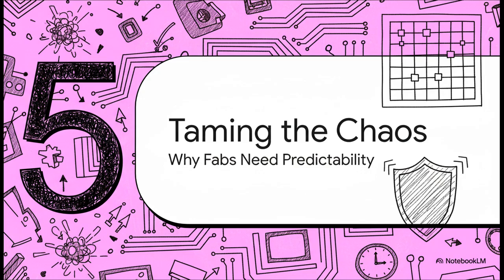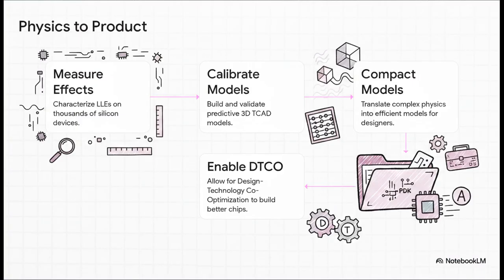So what's the big picture? Why does this matter to the companies that are actually building these chips? It's simple. When you're running a multi-billion-dollar fabrication plant, the last thing you want is randomness. Chaos is your worst enemy. The name of the game is predictability. And that's exactly what this research delivers.